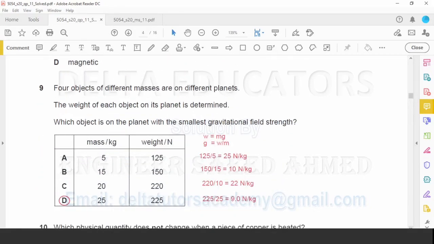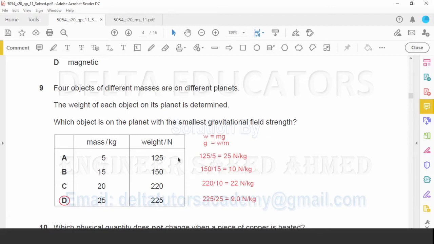Question number 9. Four objects of different masses are on different planets. The weight of each object on its planet is determined. Which object is on the planet with the smallest gravitational field strength? Weight of an object is given as W equals m times g, where m is mass of the object and g is gravitational field strength. So gravitational field strength will be equal to W over m, where W is weight, m is mass. Now here weight and mass are given in all the four options. We have to find out the gravitational field strength.